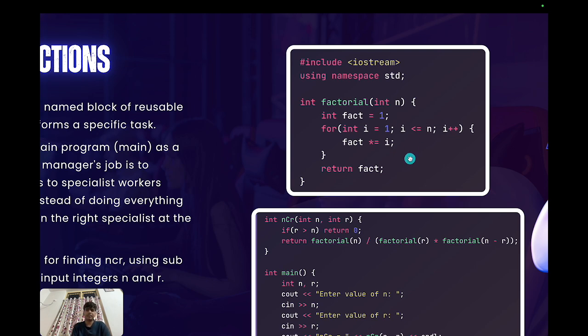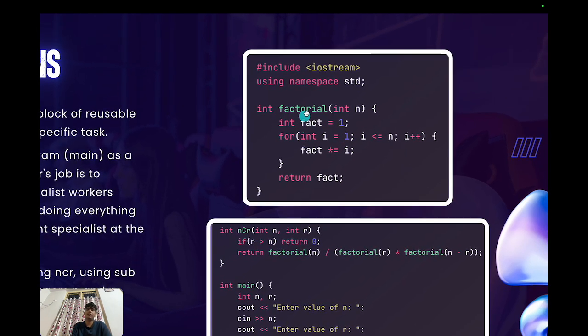So basically we have named the subfunction factorial, and this int here refers to the return type of this subfunction. Factorial is the name of the subfunction. This here is the return type of the subfunction, and this here is the input type of the subfunction.